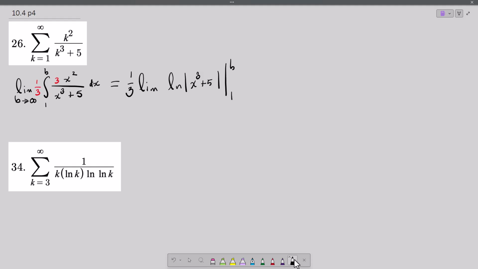So log form: the derivative of the denominator is the numerator, then it's in log form, and you get natural log absolute denominator. So then we have 1/3 limit, natural log of b cubed plus 5 minus natural log of 6. And this limit is as b goes to infinity. And that limit is infinity.